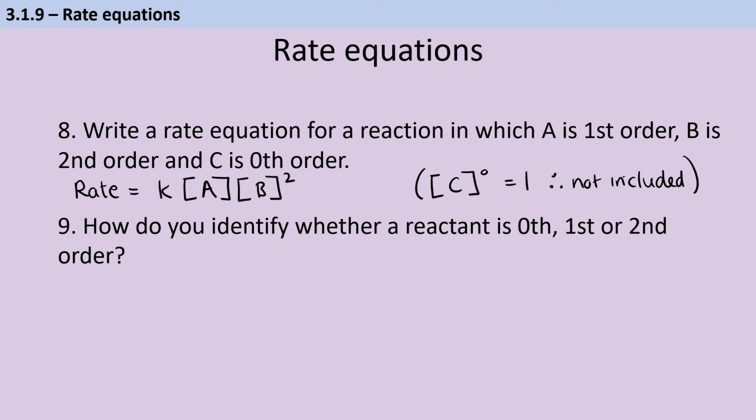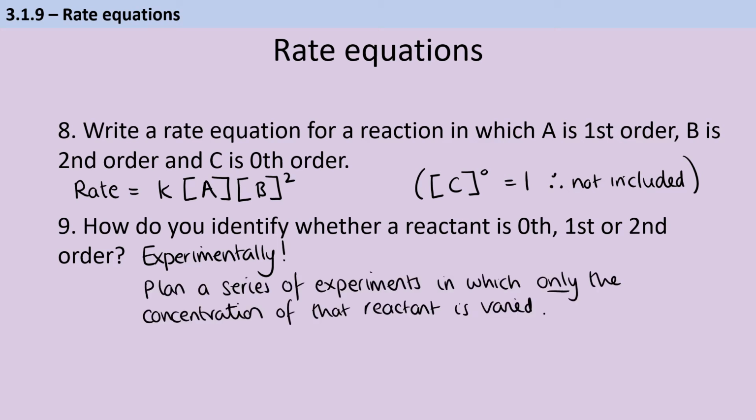The only way that you can work out whether a reactant is 0th or 1st or 2nd order is experimentally. So you can't just look at the equation for a reaction and know what's going to be 1st or 2nd order. So what you need to do is plan a series of experiments in which only the concentration of the reactant that you're interested in is changing, and then, as we've discussed before, show that if you double the concentration of that reactant, does the rate not change, or does it also double, or does it also quadruple?